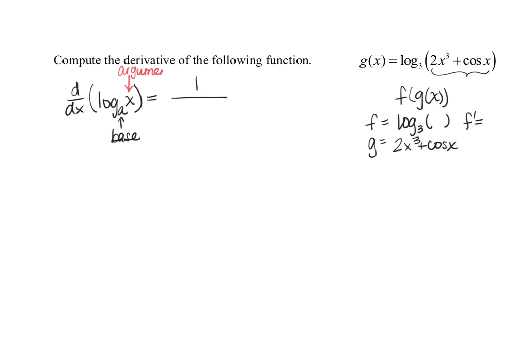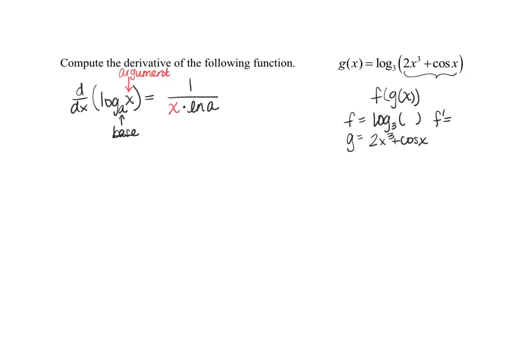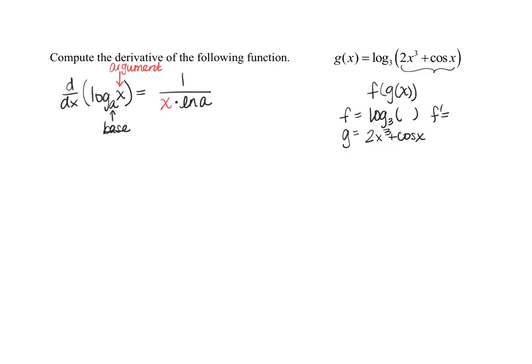So in this case, x is my argument. So that's why they say it's 1 over x, 1 over the argument, multiplied by the natural log of the base, whatever the base is. So that's the rule we're using to compute the derivative of the outer function.